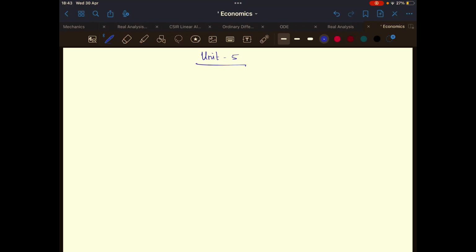Hello all. Now we will see the questions on unit 5 and how to solve them. First, there are only two types here: homogeneous differential equations and non-homogeneous differential equations. That's it. There are only two types in this unit.